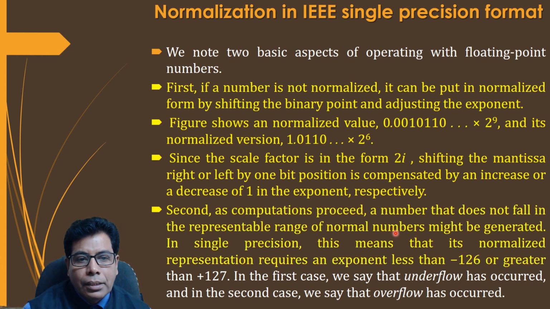Then the second point is, a number that does not fall in the representable range of normal numbers might be generated. So this means that its normalized representation requires an exponent less than minus 126 or greater than plus 127. So in the first case we call it underflow because the exponent is less than minus 126. And if it is greater than 127, we call it overflow. So overflow will occur when the exponent is greater than plus 127.